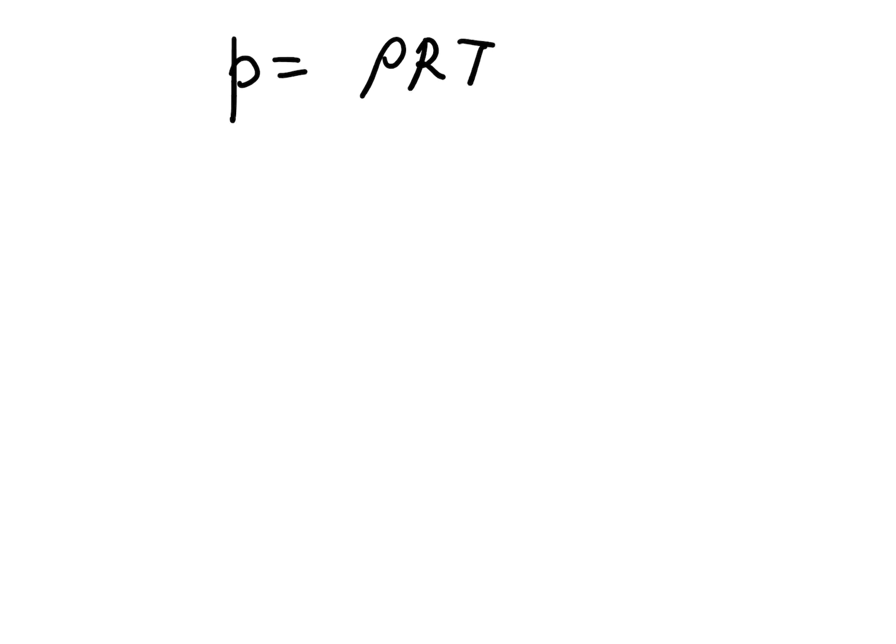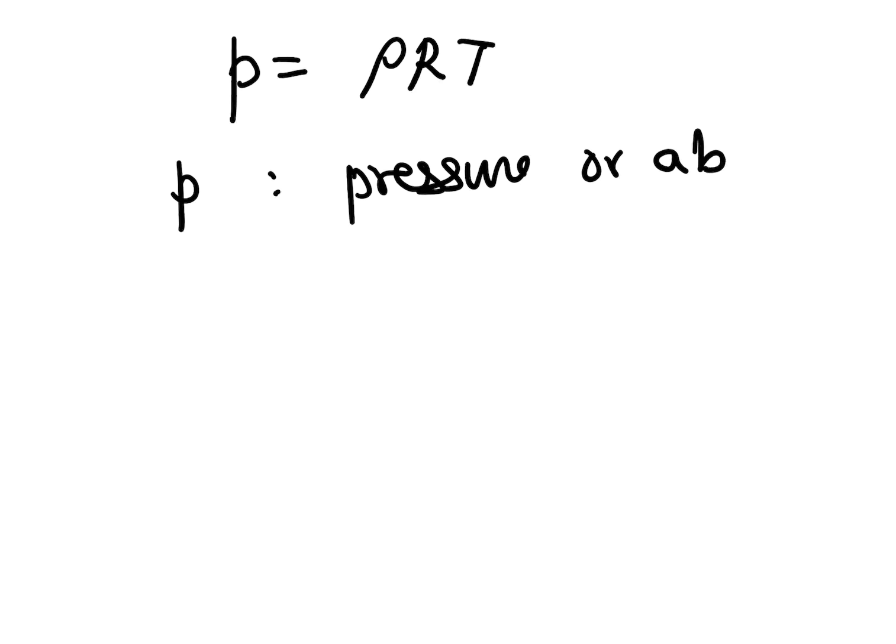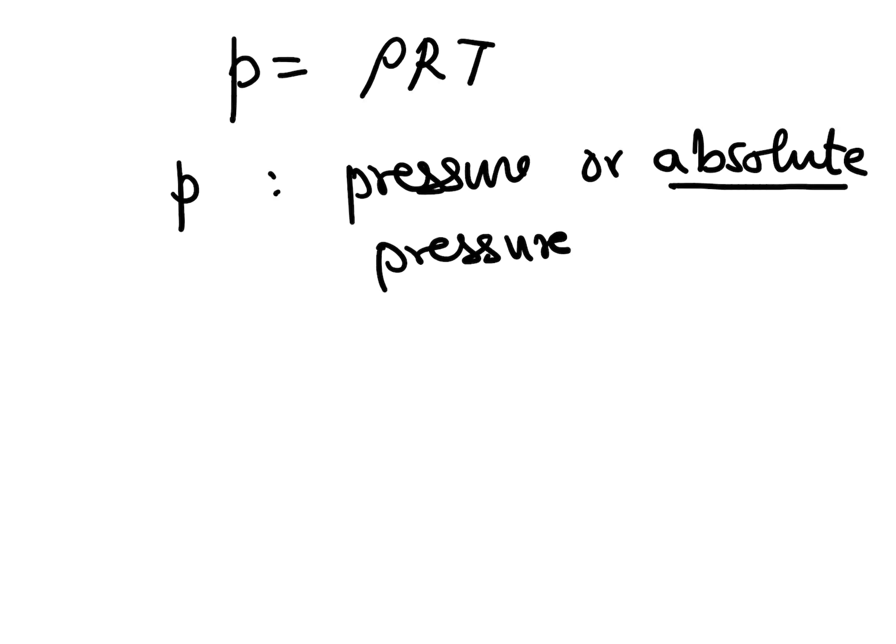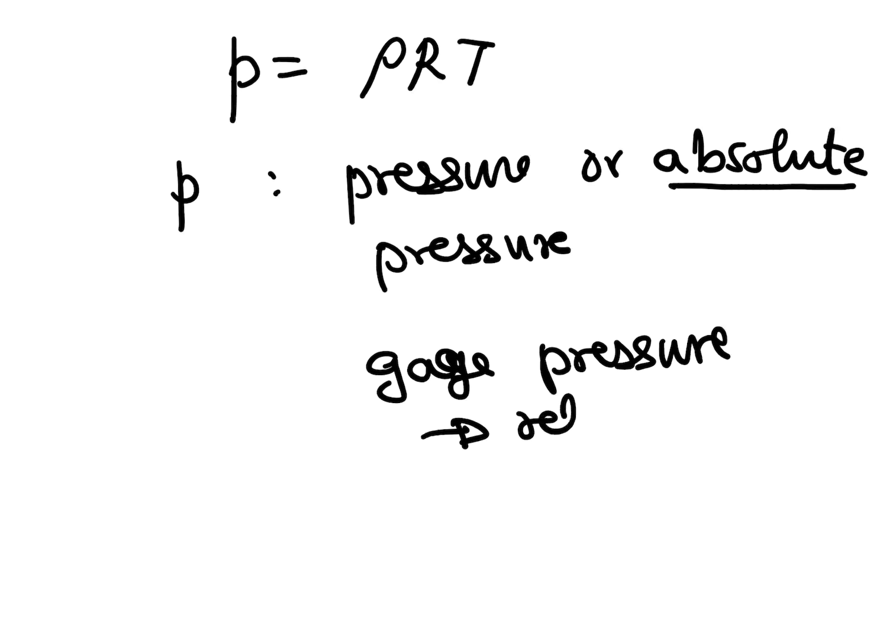P equals rho RT, where P is the pressure, or absolute pressure. Okay. The reason why I use the word absolute will become clear later. We are also going to see a gauge pressure. That's sort of like a relative pressure, whereas the P that appears in the ideal gas equation is the absolute pressure. Okay.